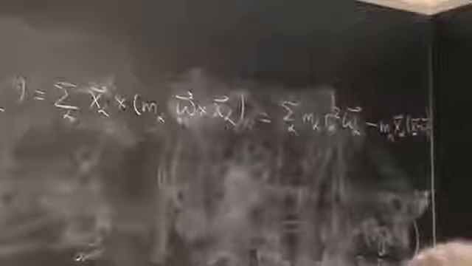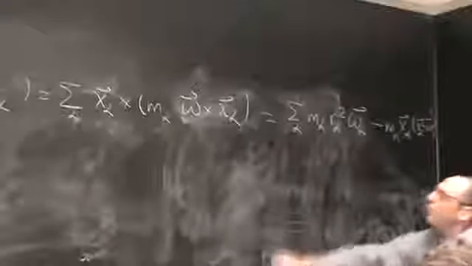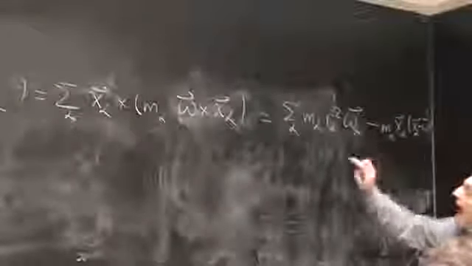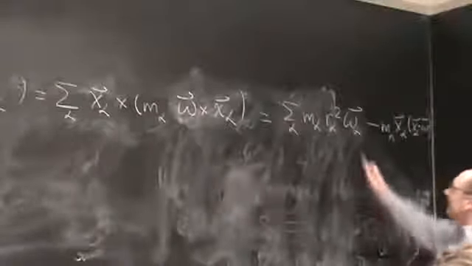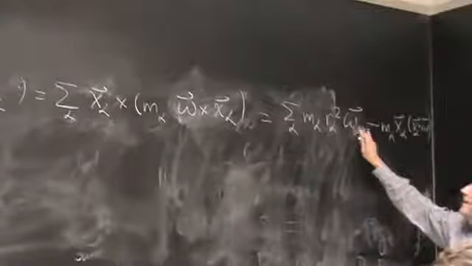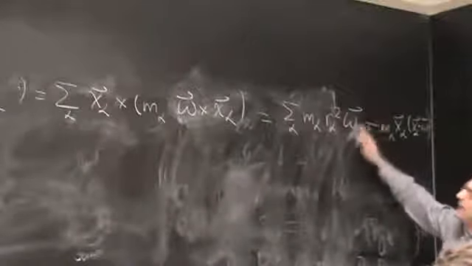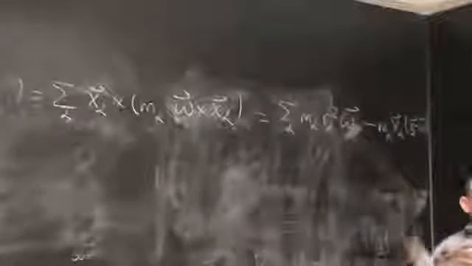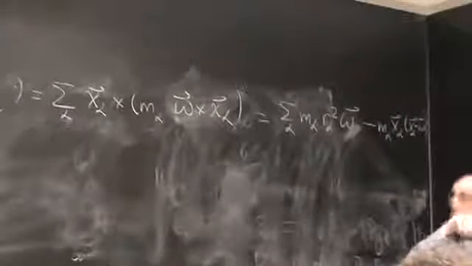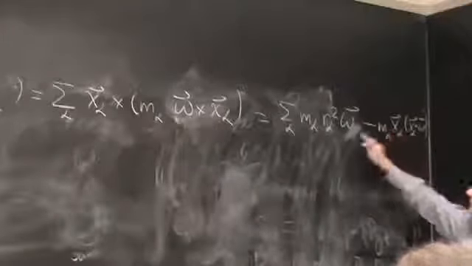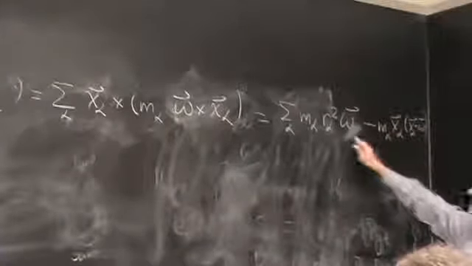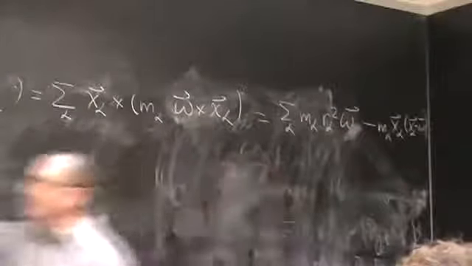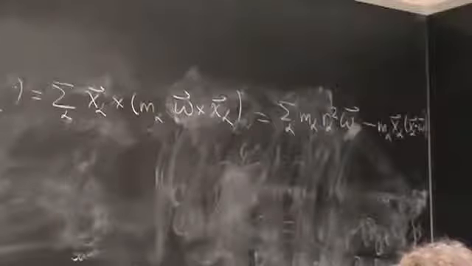So the point here that you see is that the angular momentum of this body is not necessarily in the same direction as the angular velocity. Everyone has the same omega, pardon me. Because this vector summed over all these particles isn't necessarily in the same direction as omega. So the angular momentum of this thing is not necessarily in this direction.